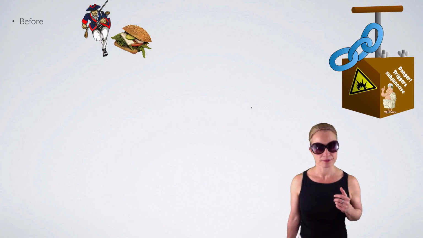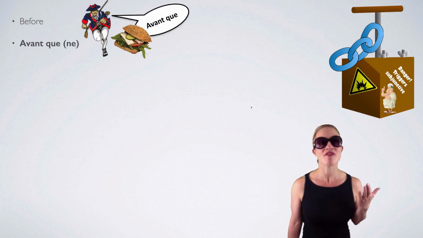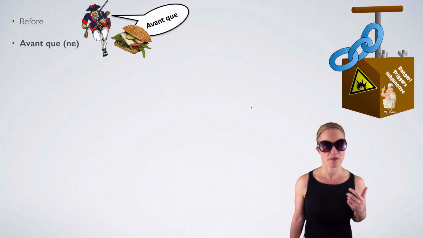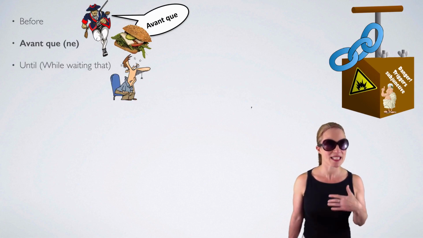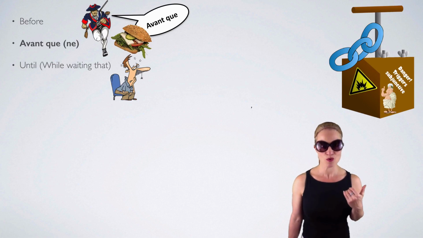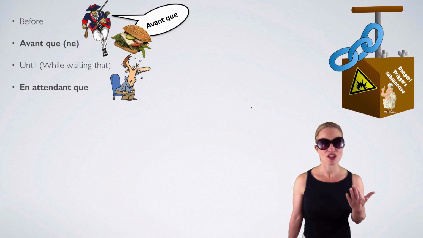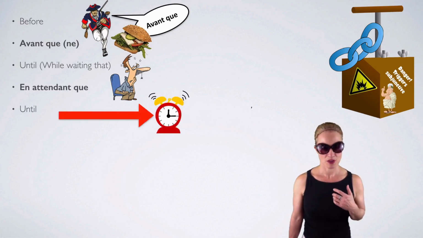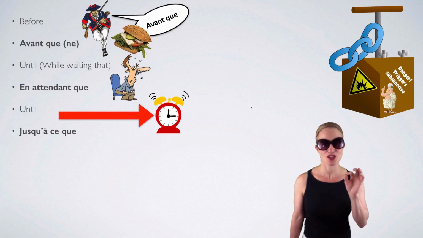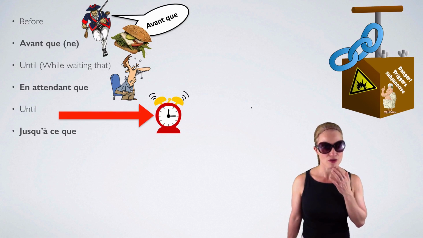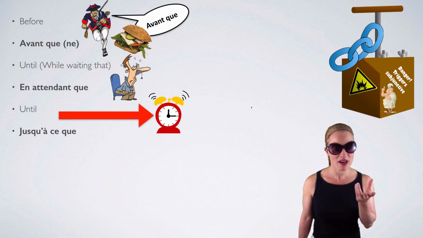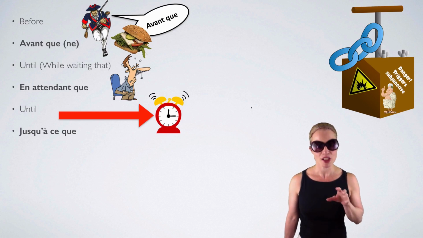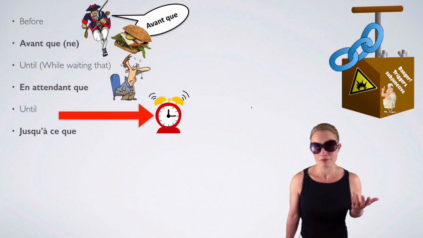Before. We have the avant-garde here. Avant que. Expletive ne. Until, which is while waiting that. The gerund, Depardieu, the gerund. En attendant que. Until. Jusqu'à ce que. There's a funny group of little verbs, and here we have a conjunction doing this. Instead of que, it's à ce que. I don't know why. I'm sorry.